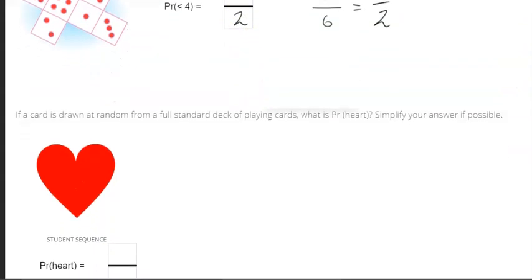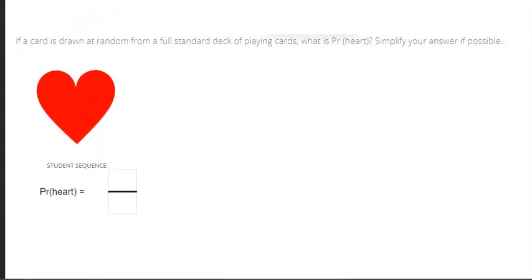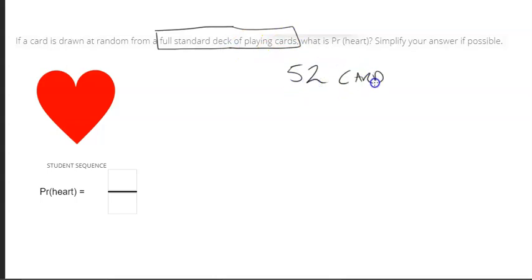And the last example, you need a bit of context in order to answer this question. Now you can always use Google if you ever get stuck to find out some information. But this question here says, if a card is drawn at random from a full standard deck of playing cards, what is the probability of obtaining a heart? Simplify your answer if possible. Now for those who don't know, in a full standard deck of playing cards, all up, there are 52 cards within a deck. Okay, 52 cards, and this isn't including the 2 jokers. There are 2 jokers on the side, but for now, let's just look at 52 cards.